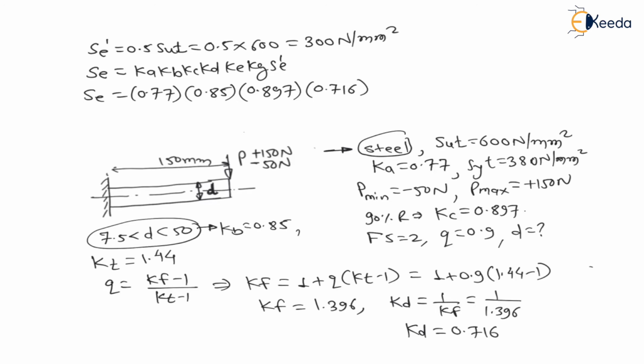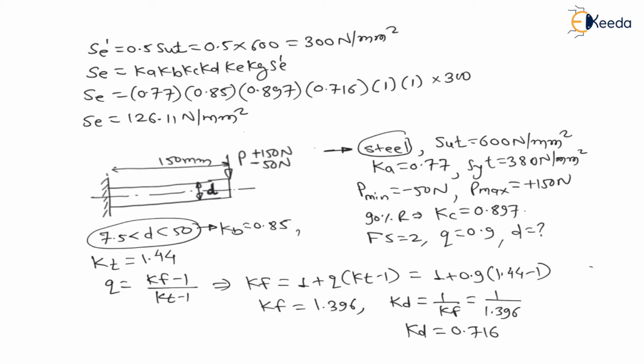For the load factor, it is not given in the question, and as you can see here it is a bending load. For bending load, if not given in the question we have to assume 1. Kg is the temperature factor; again temperature is not given, so we assume 1, and Se dash we have calculated as 300, right? Therefore, if I find the corrected endurance strength Se, I will get 126.11 Newton per mm square. This will be the corrected endurance strength for the given question.